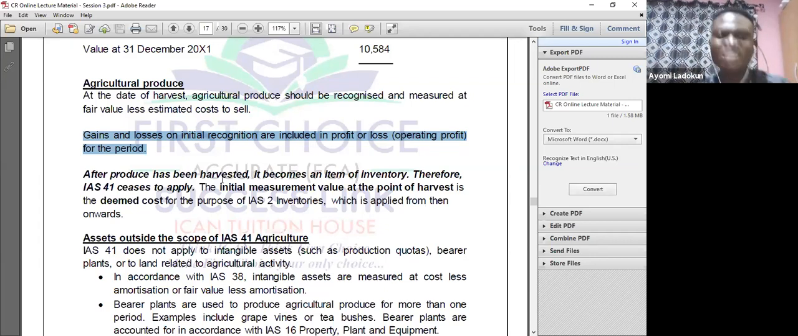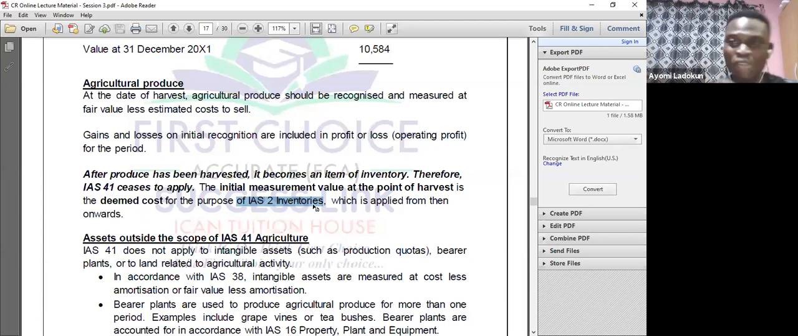So the initial measurement value at the point of harvest will now become a deemed cost for the purpose of IAS 2 inventories. What's the meaning of deemed cost? That's a surrogate cost. So when I measure at fair value less cost to sell, I will simply transfer that cost as inventory. That's it. That fair value less cost to sell as inventory. That's what they are saying.